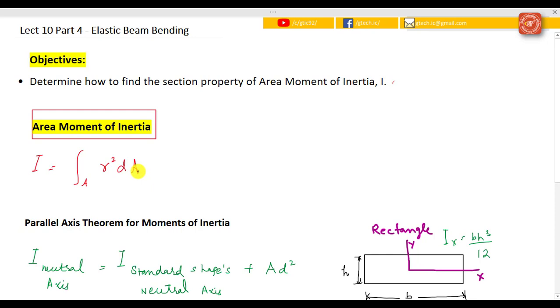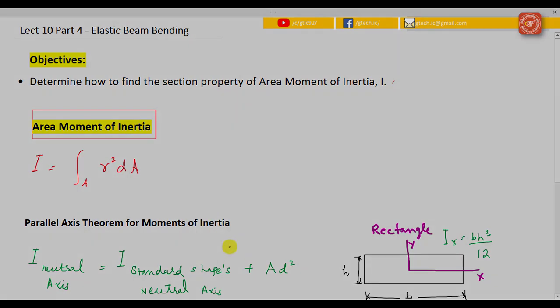We can find the area moment of inertia by integrating directly, but many textbooks have standard tables for different shapes of cross section that we will work with. So we can take those standard shapes and combine them into a composite shape by using the parallel axis theorem for moment of inertia, which is shown here.